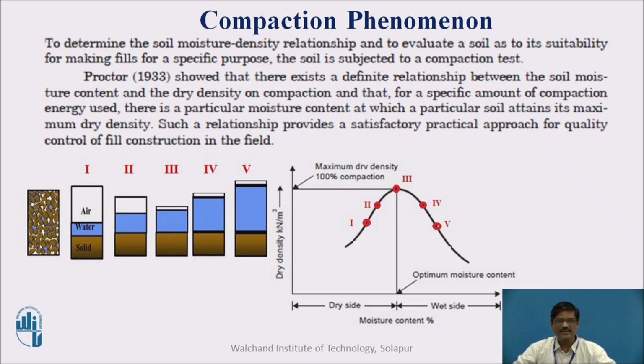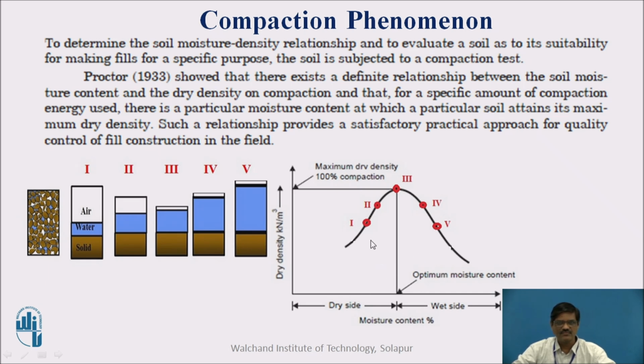The compaction phenomenon is explained in this particular slide, wherein we see a typical curve shown on this diagram. On the x-axis we plot the moisture content, and on the y-axis the dry density, which shows that with the increase in the moisture content, the dry density of the soil goes on increasing initially, and then later it starts reducing. And this particular curve we can obtain in the laboratory.